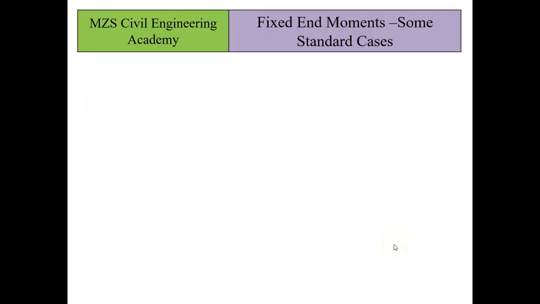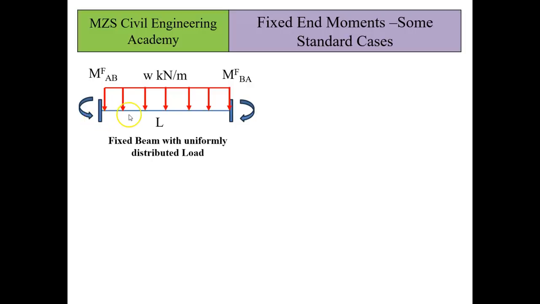Now let's move to the next case. It is a fixed beam with uniformly distributed load. Here the load is uniformly distributed over the entire span. Let's say its magnitude is W kilonewton per meter. Since the uniform distribution is there, the moment at both ends will be of a similar magnitude. We can write MF A to B equals minus WL square by 12. MF B to A is equal to plus WL square by 12.